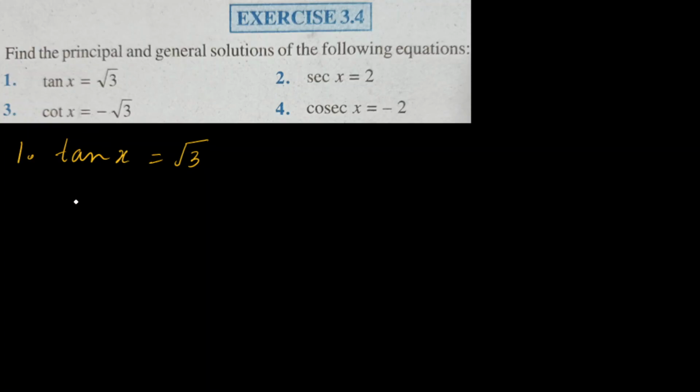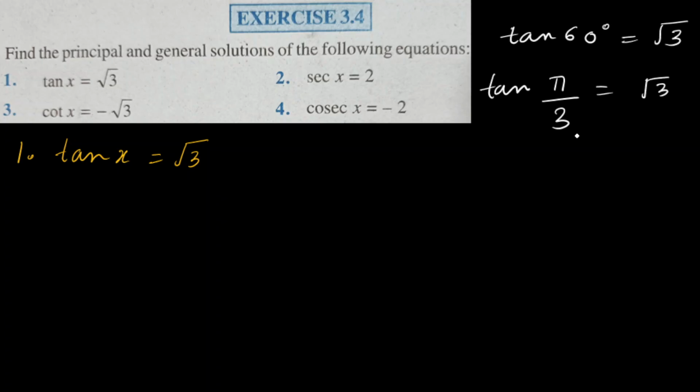So let's do tan x is equal to root 3. Now root 3 we know is basically equal to tan 60. We know tan 60 degrees is equal to root 3. In terms of radians, because we are writing angles here in radians, 60 degrees I can write as pi by 3. So I can write root 3 as tan pi by 3 also.